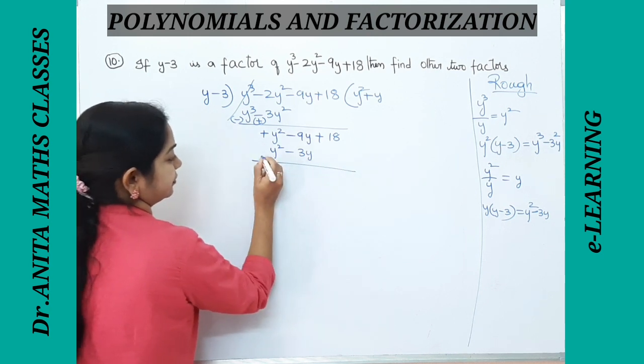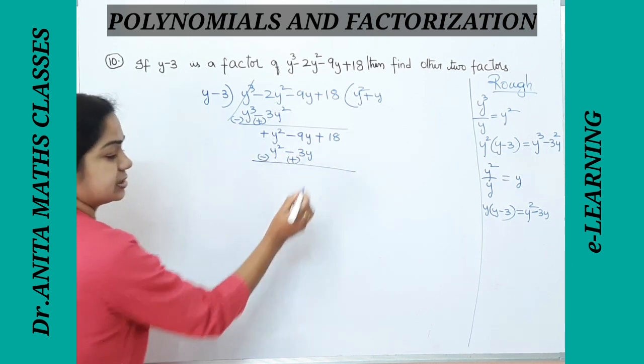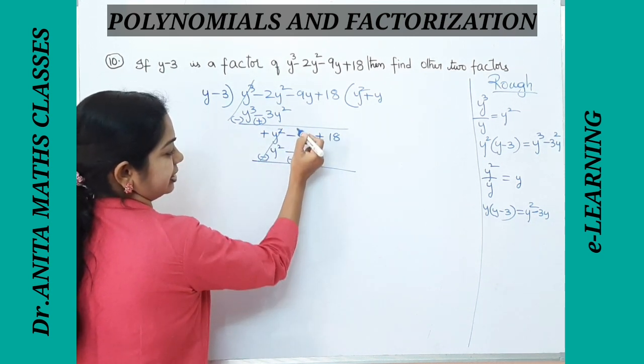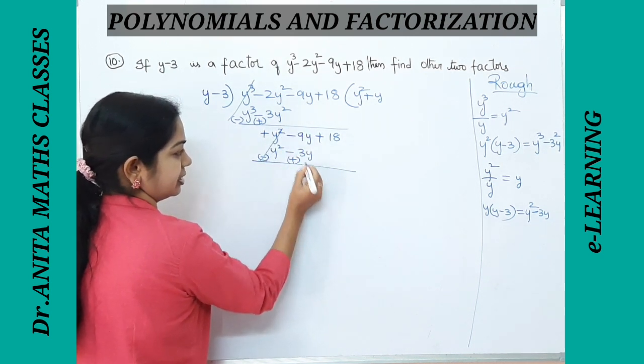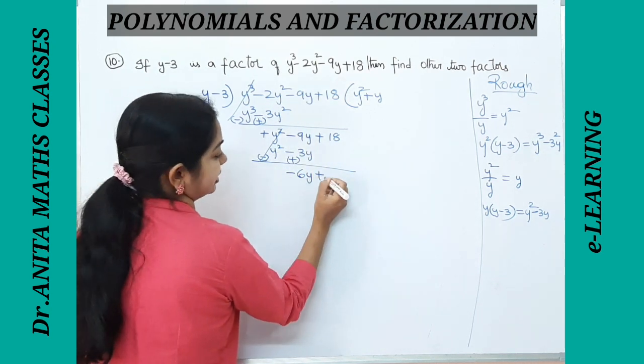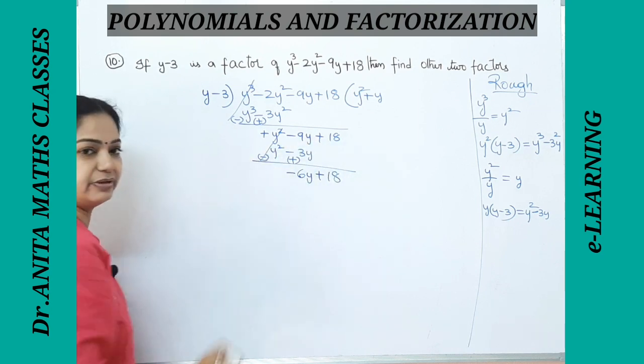Now we will change the signs as it is. Then we will subtract here: y square cancels, and minus 9y plus 3y gives minus 6y. So the bigger one is 9, so that sign I have to place. Plus 18. So this is our new dividend.